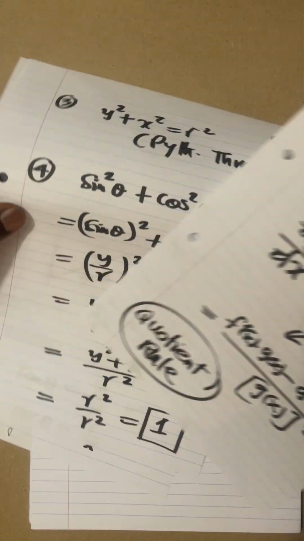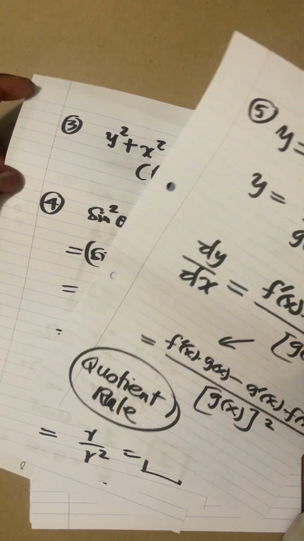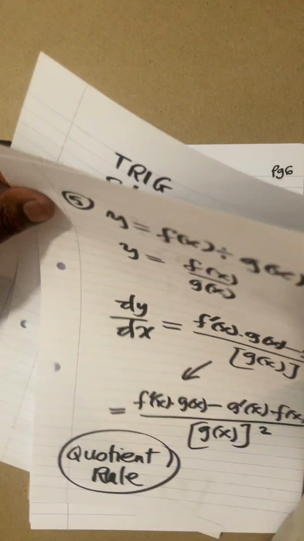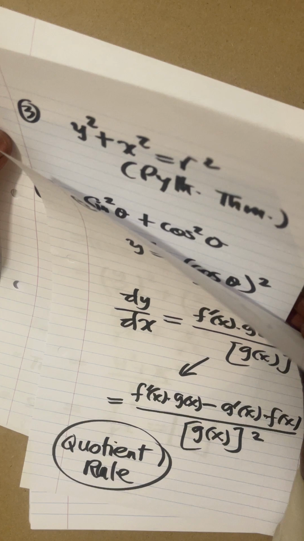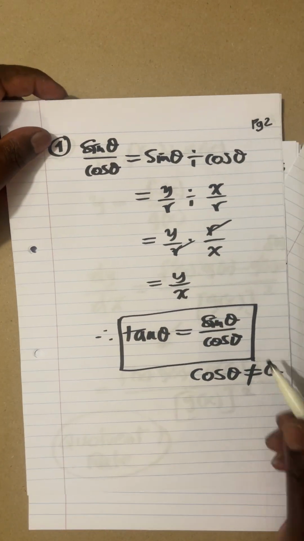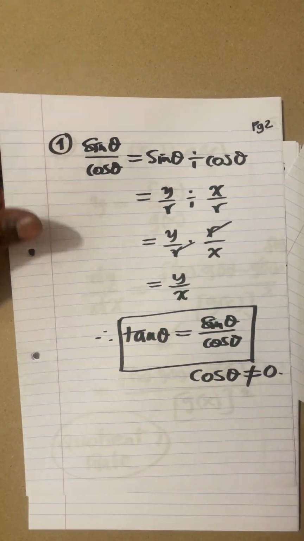Let me just get the page here. We proved that sine over cosine is actually tangent. I think it must be on page number 2. Page number 2. We proved that sine over cosine equals tangent. Here it is. Sine over cosine equals tangent. Now I want us to differentiate tangent and see what we get.